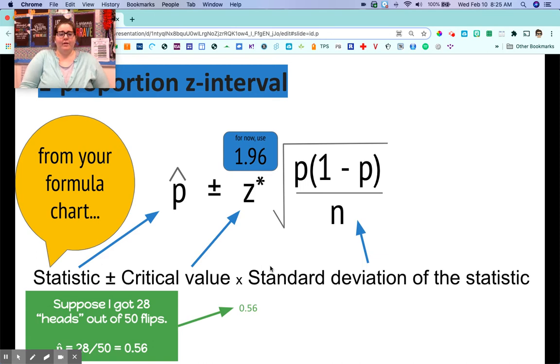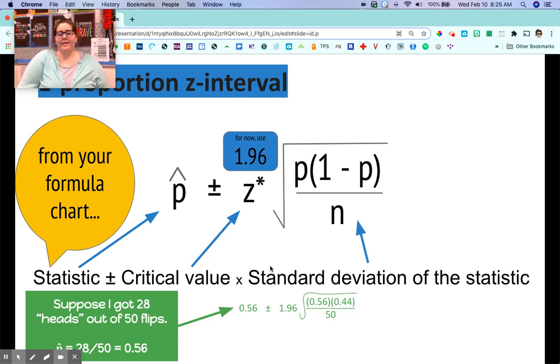So plugging that in, 0.56 would be the p hat, that's my sample proportion, plus or minus, I'm going to leave the 1.96 as Z star, and then the square root of p. We're using p hat as an estimate for p, so 0.56 times 1 minus p, which is 0.44, divided by n, which is the number of times I flipped the coin, which is 50.